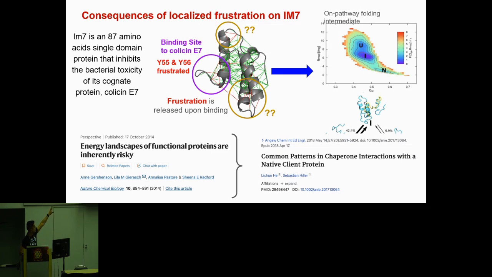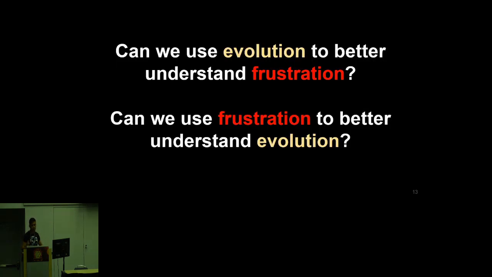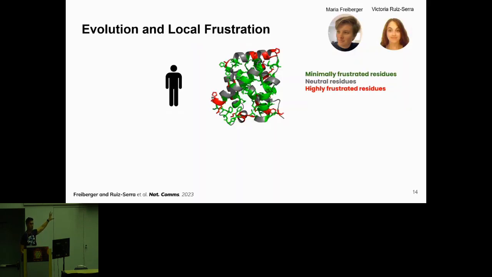And I said the binding residues are highly frustrated. But what about the other residues that are in those other circles? Are they relevant? Are they important for something? Are they just there transient in some conformation, but not really relevant at all? So the question I started to have in my mind some years ago is, can we use evolution to better understand frustration? Can we use frustration also to better understand evolution? So let's suppose that we have this protein from humans.